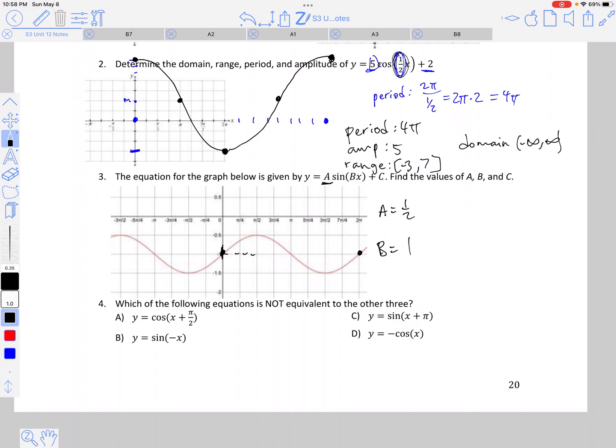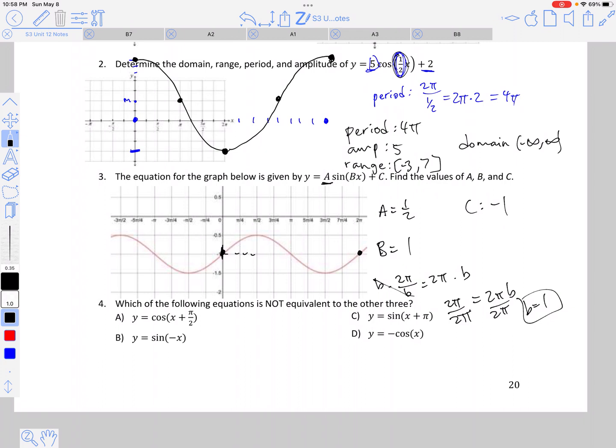Now I could do that algebraically, right? So we know 2 pi over B equals our period. And because our period is 2 pi, if we multiply both sides by B, we'll get 2 pi equals 2 pi B, and if we divide by 2 pi, we'll get 1. So our B is 1. Now our C, the midline, got dropped down to negative 1, so our C would be negative 1 in this case.